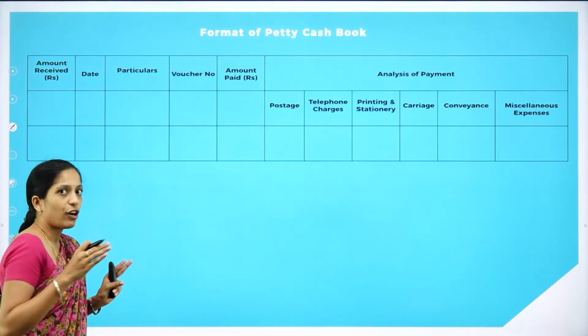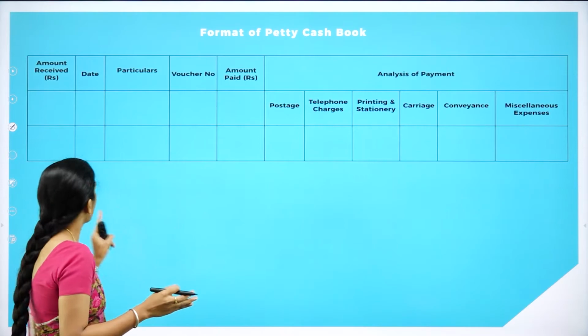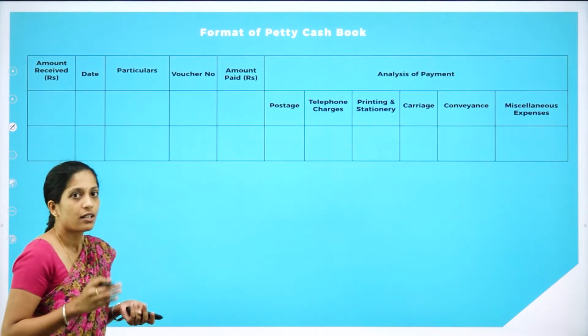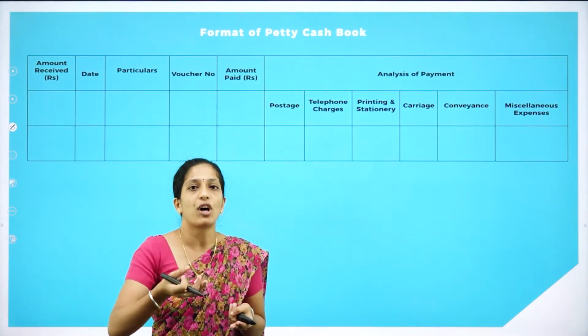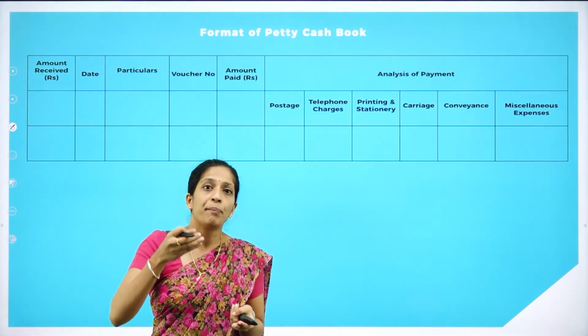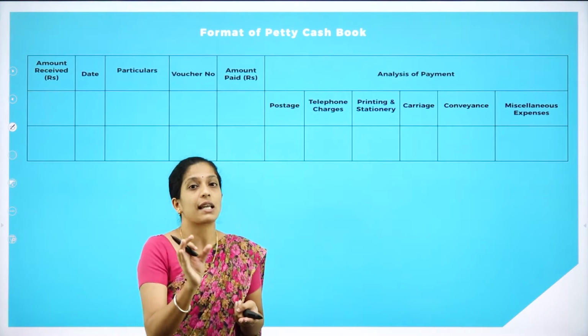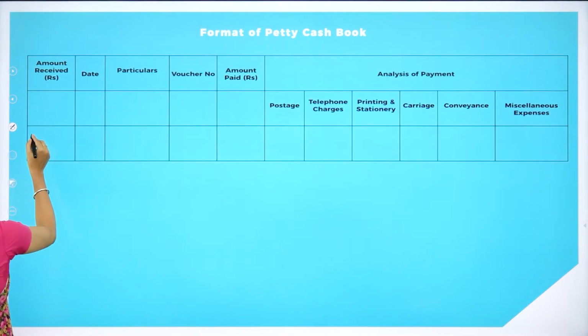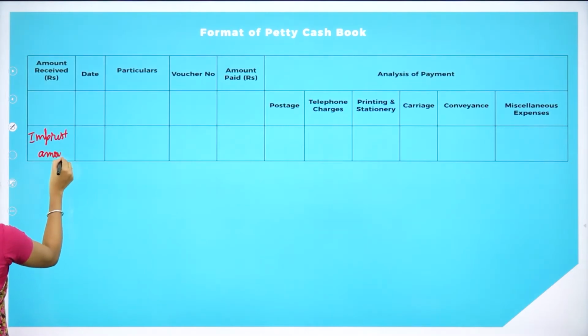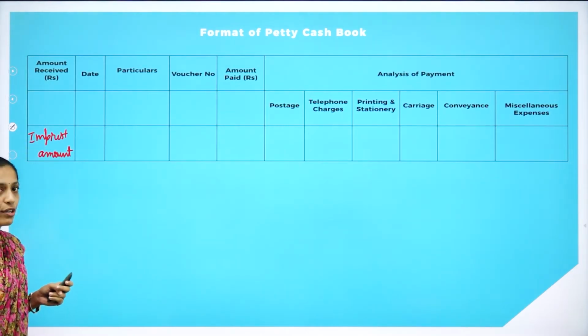So the format is very simple. Here your first column is amount received. Now what are you going to record in your amount received column? Whatever amount is received from the main cashier by the petty cashier, that is imprest amount. So you are going to write that imprest amount in amount received. That is imprest amount, you are going to record in amount received.